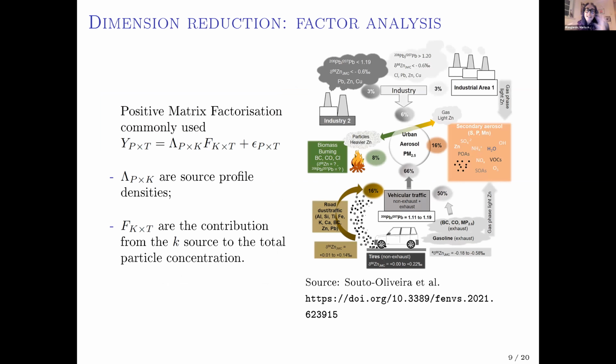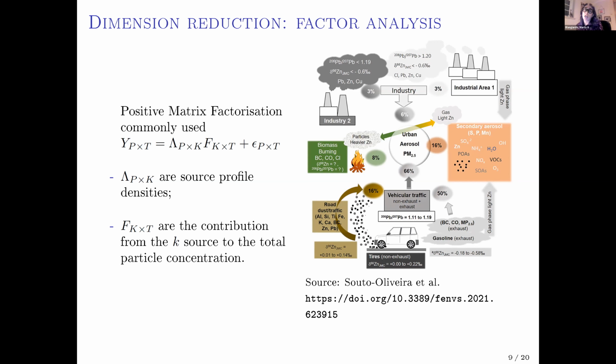So going back to the idea about dimension reduction, basically looking at the literature, this is the approach that has been considered mainly in the environmental science field. Basically, it's a factor analysis, where you have your outcome. So it's either the particle size or the chemical composition. So P is the size or the components, and T is the time. And then you disentangle it into source profiles, which map basically the chemical components or size to the sources, and then the contribution of each source to the total particle concentration.